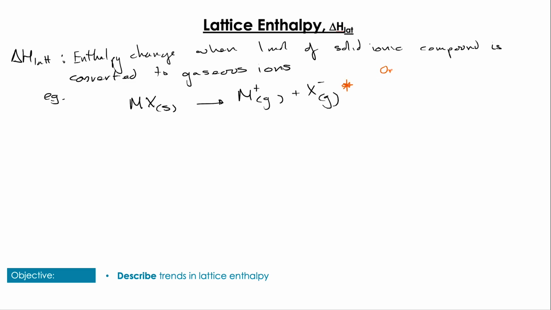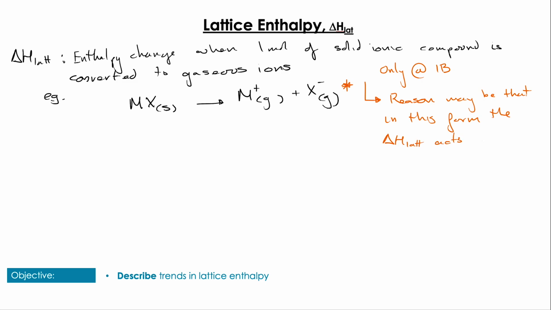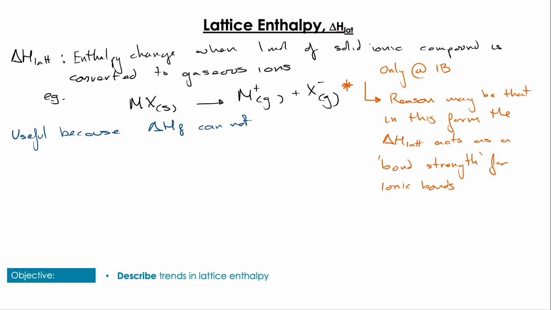Now, you'll want to be careful if you're looking elsewhere online here, as many other sources actually define this lattice enthalpy as in the other direction. And the IB does it in this direction. And I think the main reason for that is it kind of ends up being analogous to a bond strength for ionic bonds in the way we're looking at it here.